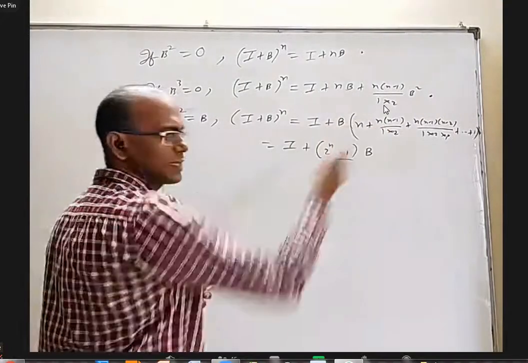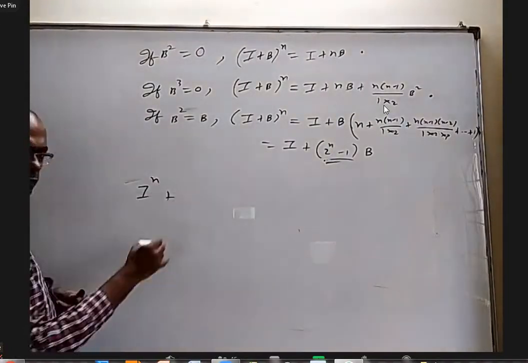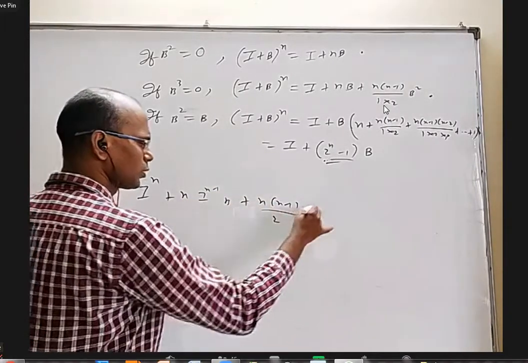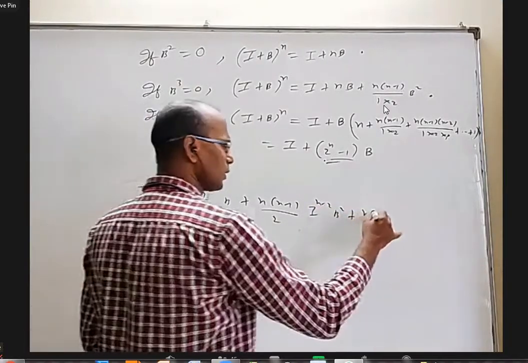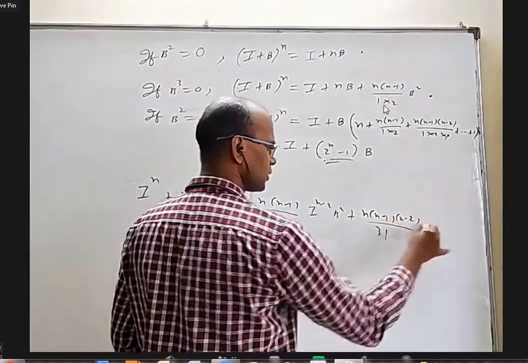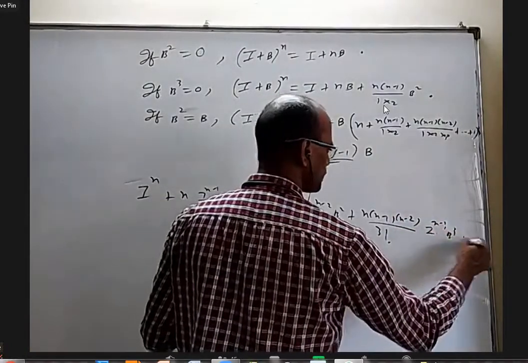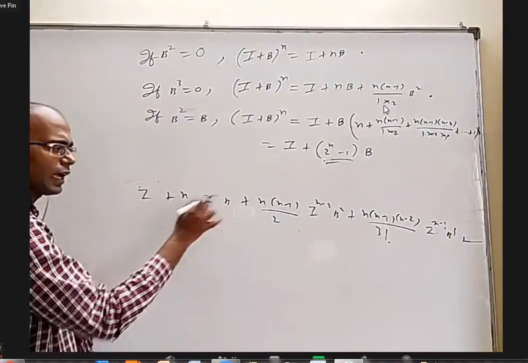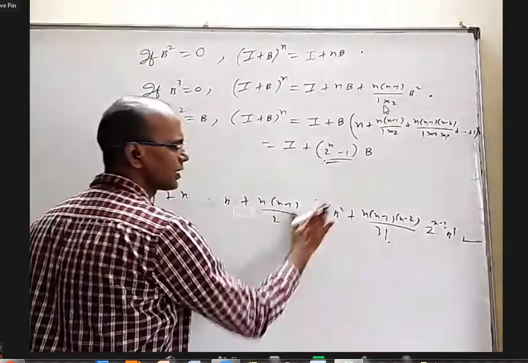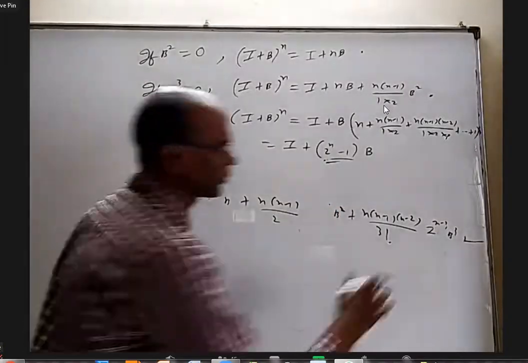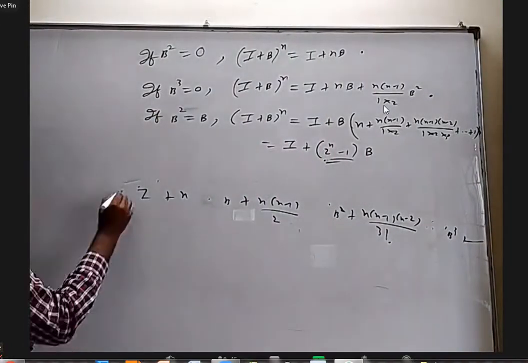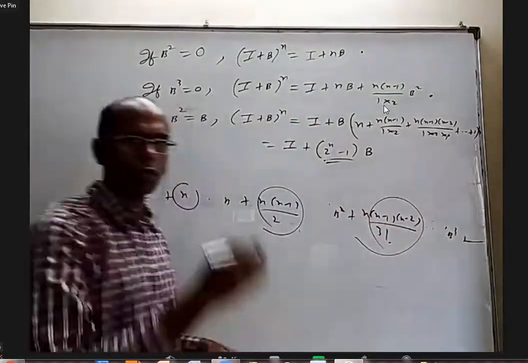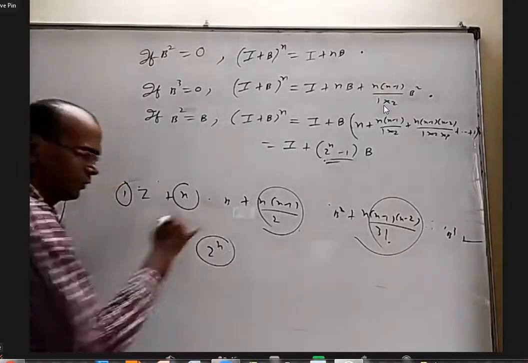What is there here is we have I power n and n into I power n minus 1 into b, n into n minus 1 by 2 into I power n minus 2 into b square, n into n minus 1 into n minus 2 by 3 factorial into I power n minus 3 into b cube, and so on. Because I power n minus 1 is I, and I into b is b only, I wrote b. Similarly, this is the identity matrix and finally it will become b square. We removed that. The main point I'm saying is there is a 1 here. This number, this number, this number, and the last coefficient, all the numbers when you add, 2 power n will come based on Pascal's triangle.